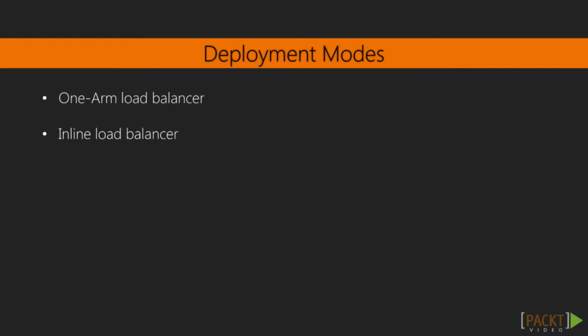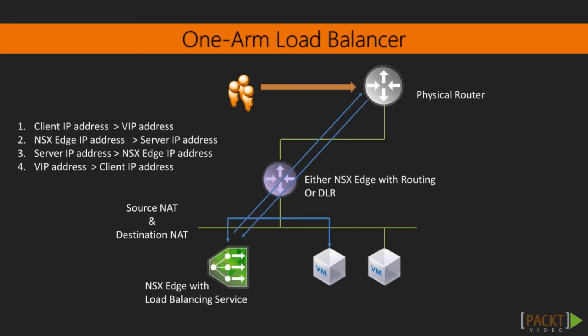Within NSX and load balancing, we have two deployment modes. First, the one-arm load balancer, and second, the inline load balancer. For the one-arm load balancer, we have a couple of users accessing a service somewhere in our infrastructure, and we have the NSX edge with routing or a DLR, it doesn't matter in this case.